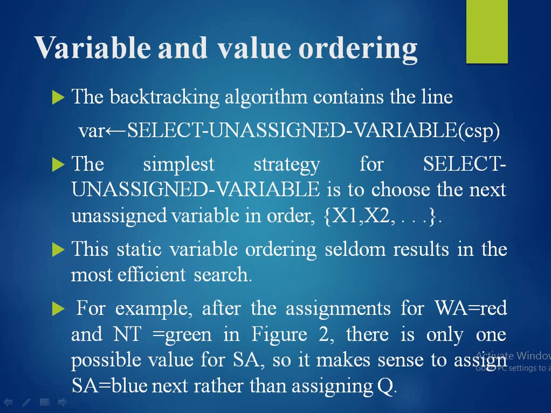What are the variable and value orders? The backtracking algorithm contains the line var = SELECT-UNASSIGNED-VARIABLE(csp). The simplest strategy for SELECT-UNASSIGNED-VARIABLE is to choose the next unassigned variable in order: x1, x2, and so on. The static variable ordering seldom results in the most efficient search.